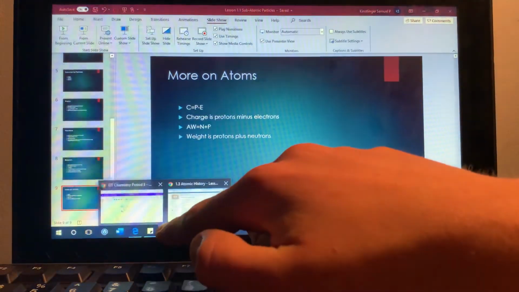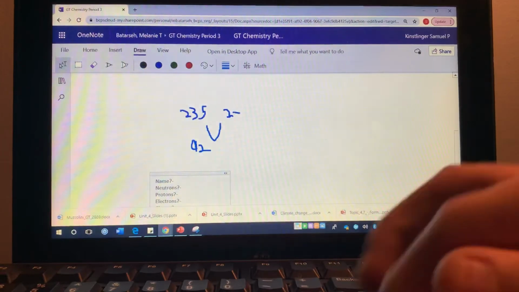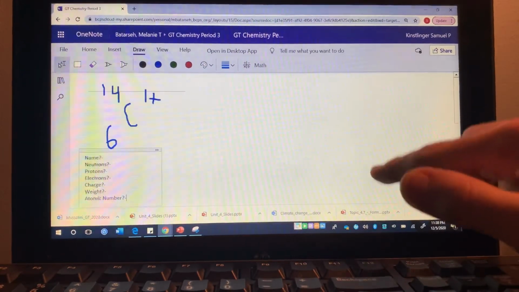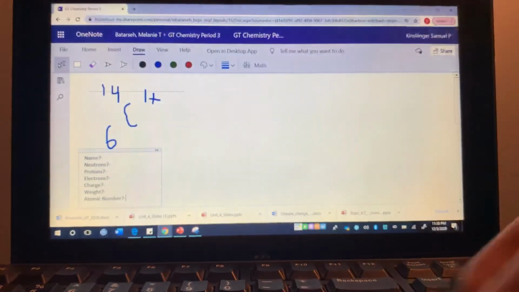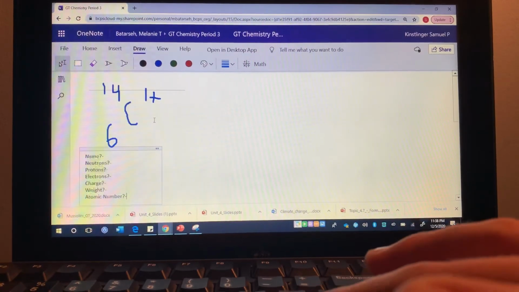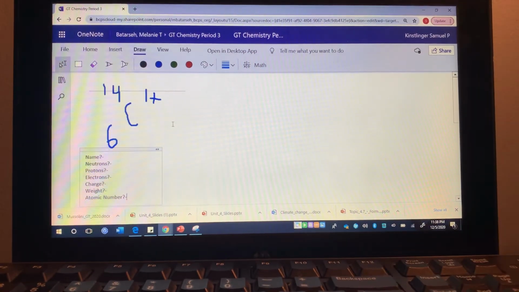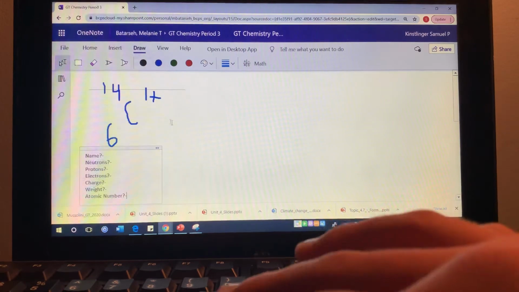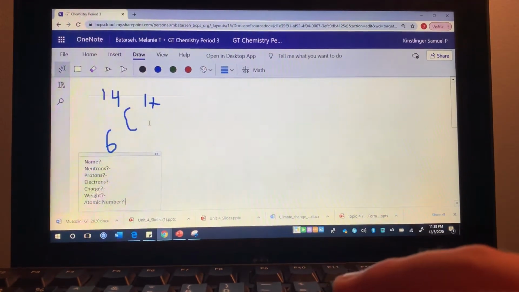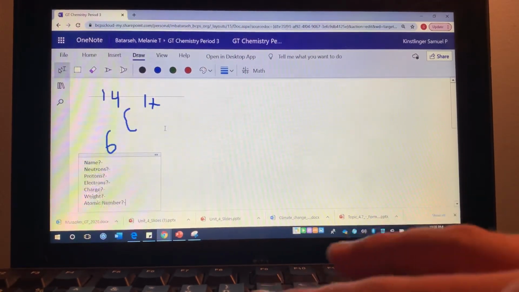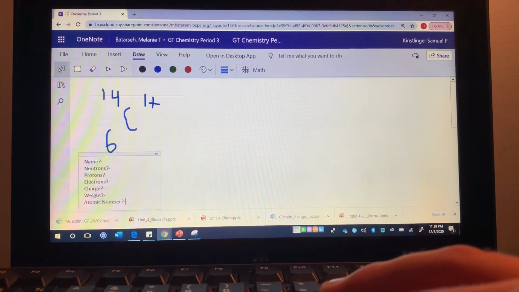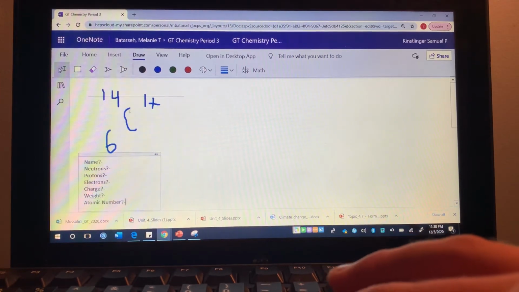Going over here to our first practice problem. Let's go up. Now, this is usually how elements are drawn. It's going to be in the full model. Now, up here, we have 1 plus. That is the charge. That means that there is 1 more proton than electron.